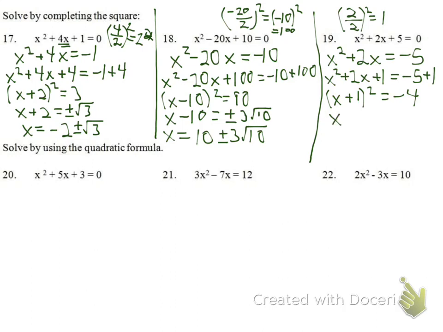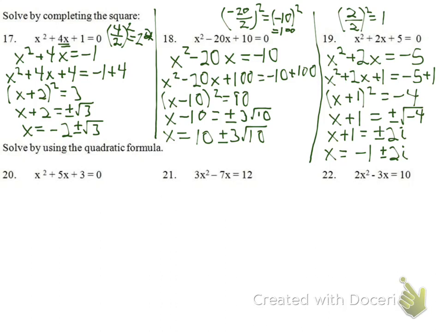We take the square root of both sides. We get plus or minus the square root of negative 4, which is actually 2i. So it's x plus 1 equals plus or minus 2i. It's an imaginary solution. And then we subtract 1 from both sides, and we get our solution of negative 1 plus or minus 2i.